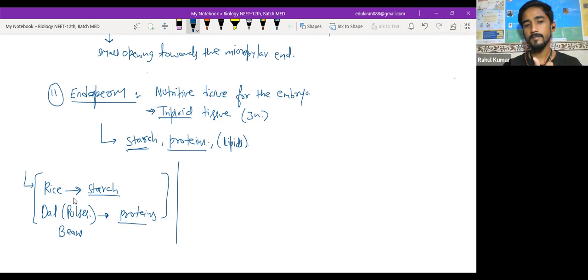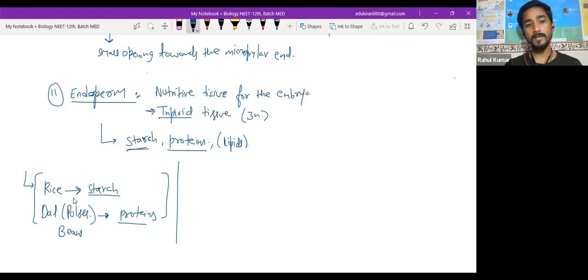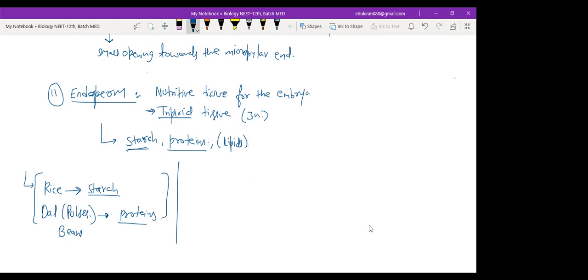Will rice start sprouting if you put that rice in water? No. So you understood why there is still starch in rice, whereas the dal has all the starch gone? Because in dal seeds or in bean seeds, the embryo is developed. In rice seed, the embryo is not developed at all. It has barely used anything. Okay?